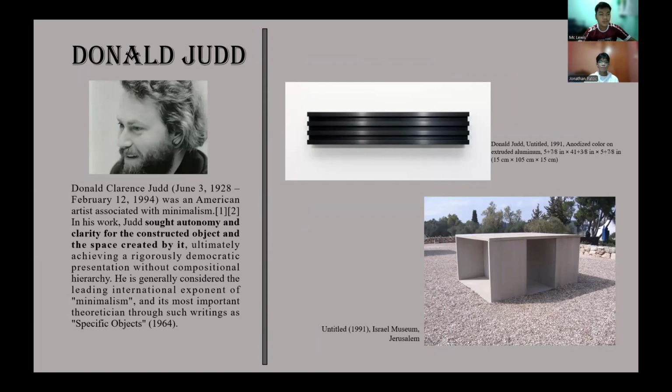Next is Donald Judd. Donald Clarence Judd was an American artist associated with minimalism. In his work, Judd sought autonomy and clarity for the constructed object and the space created by it, ultimately achieving a rigorously democratic presentation without compositional hierarchy. He is generally considered the leading international exponent of minimalism and its most important theoretician through such writings as Specific Objects. And these are the works of Donald Judd.